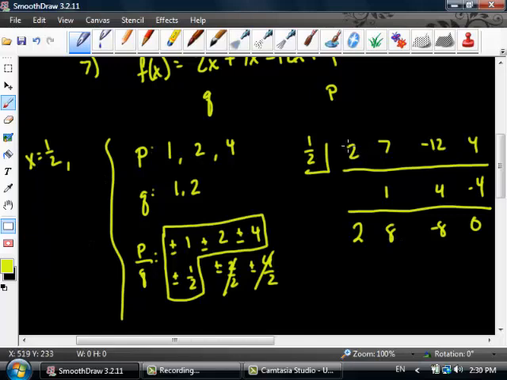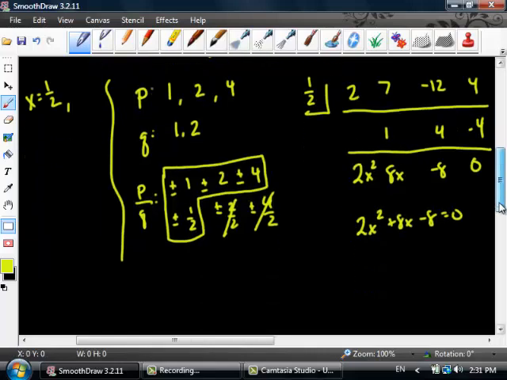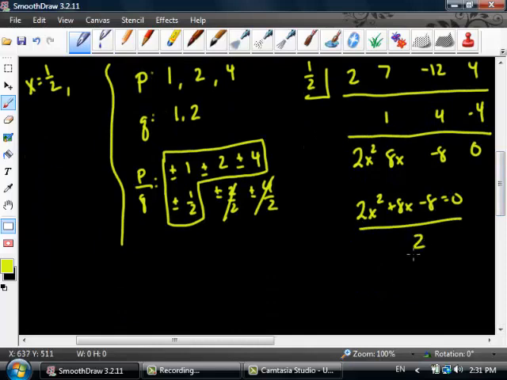This 2 used to be x to the third. It is now x squared. This 7 used to be x squared. Now it's 8x, and this -8 stays there. So I've got 2x squared plus 8x minus 8 equals 0. Now I can go ahead and divide everything by 2 to reduce everything. x squared plus 4x minus 4 equals 0.